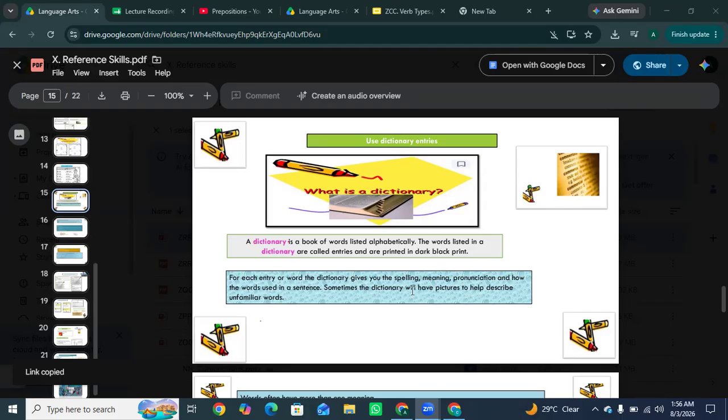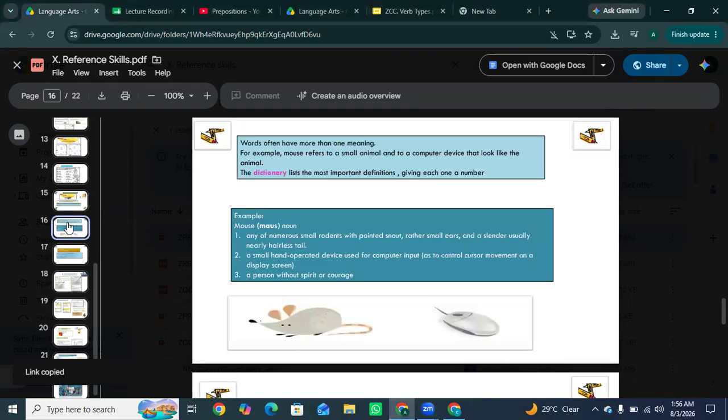So the next one is that words often have more than one meaning. For example, mouse refers to a small animal and to a computer device that looks like the animal. The dictionary lists the most important definitions, giving each one a number. So basically, many words have more than one definition. Like mouse, it has two definitions: a small rodent, which is an animal, and a computer mouse, which is a pointing device.